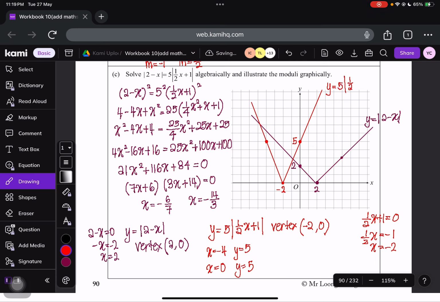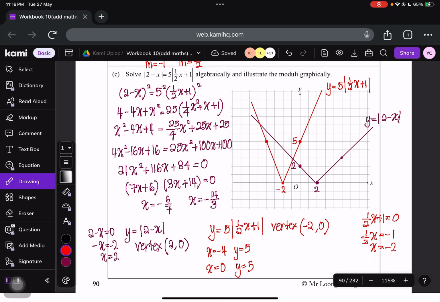Right, so that's the answer for this question here. So it's always like that. The steps to draw a graph are always the same. Determine the vertex first. Then substitute one point on the left, one point on the right. Then just draw the graph.